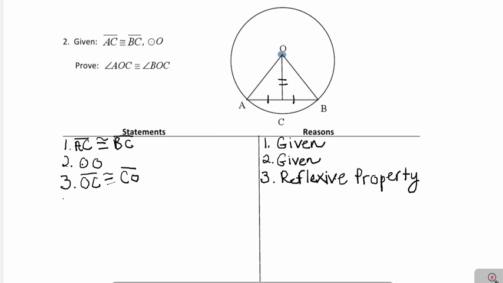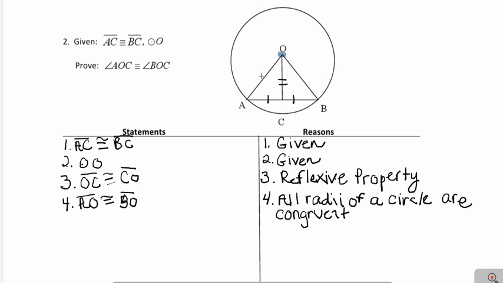There was that new theorem that we learned about radii, that all radii are congruent. So the next conclusion we can make is that segment AO is congruent to segment BO because all radii of a circle are congruent. So this is an application of that new theorem we learned about circles.